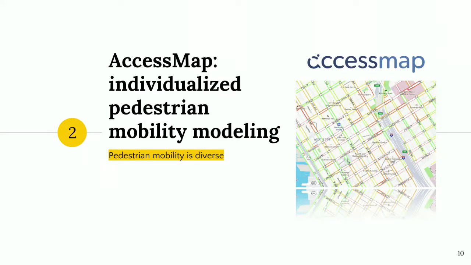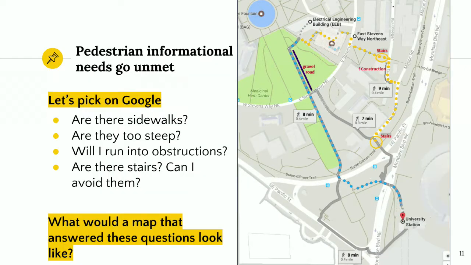So AccessMap is an attempt to focus on this kind of individualized model of pedestrian mobility based on the fact that it is so diverse to get around. So I'm going to pick on Google. Google is pretty typical, but it's going to be more common and more approachable. So let's look at Google. We're asking for a route from the University of Washington light rail station up here to EEB or the CSE building. And we get 3 routes.